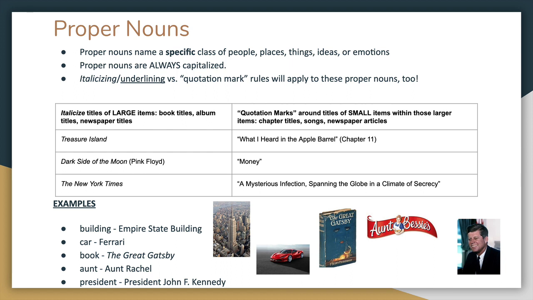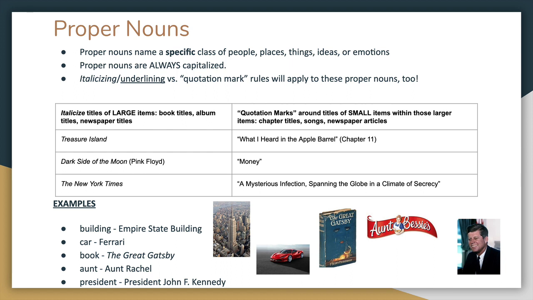Proper nouns name a specific class of people, places, things, ideas, or emotions, and therefore they are always capitalized. And a quick note about italicizing versus using quotation marks. Those rules are going to apply to these proper nouns. In case you didn't know, I have created for you a lovely table that distinguishes the difference between when to italicize a title versus when to put a title in quotation marks.